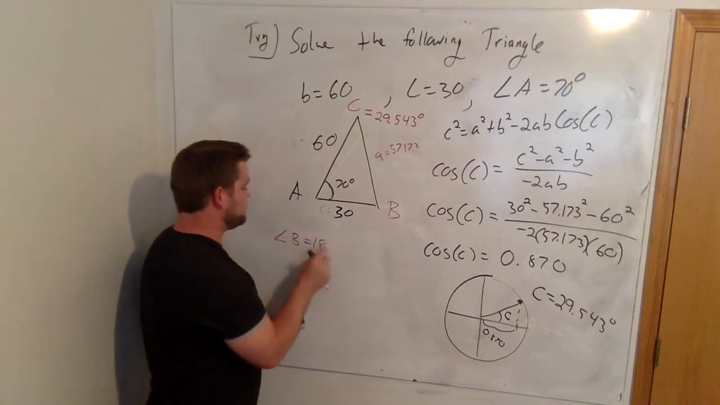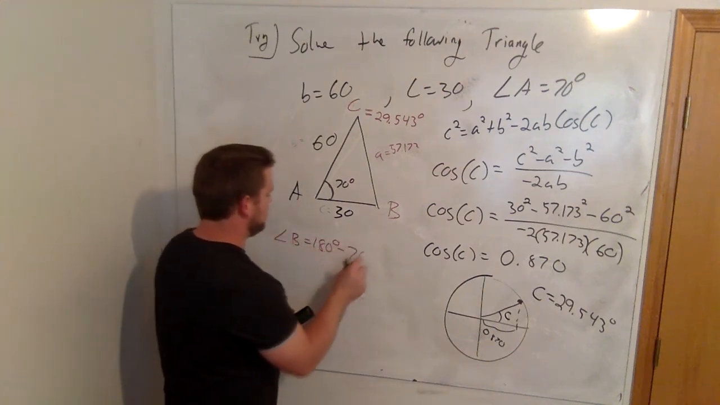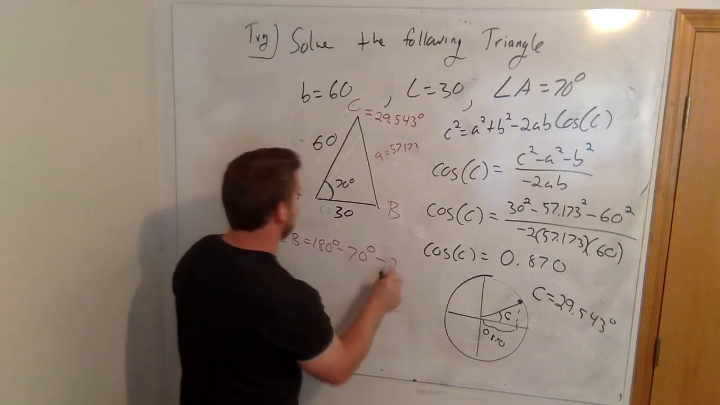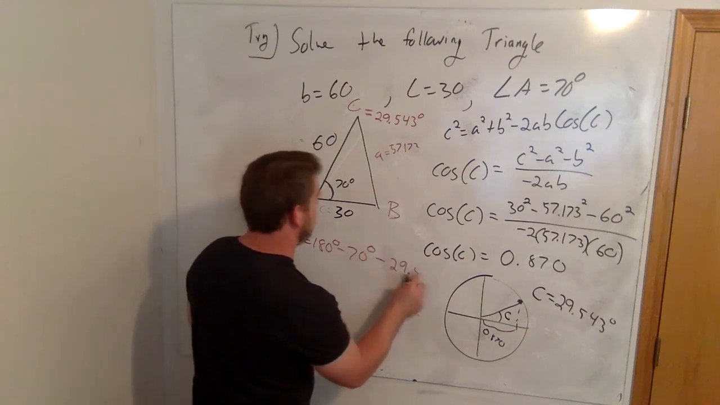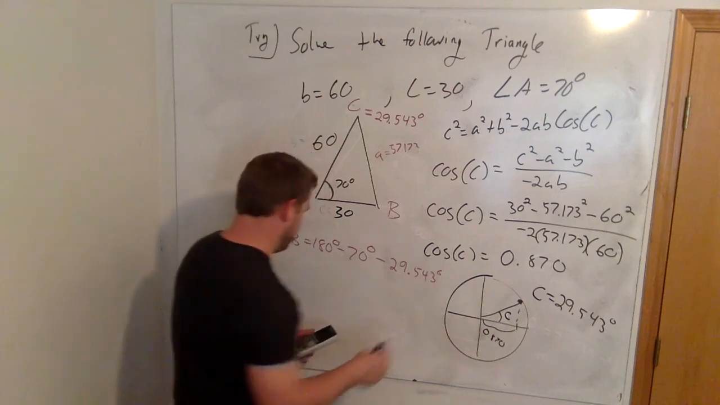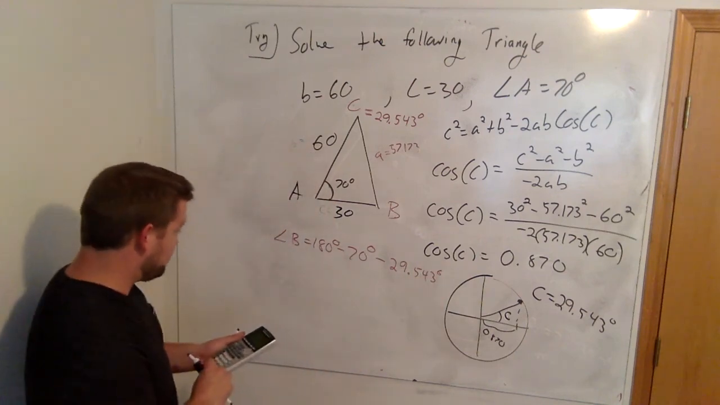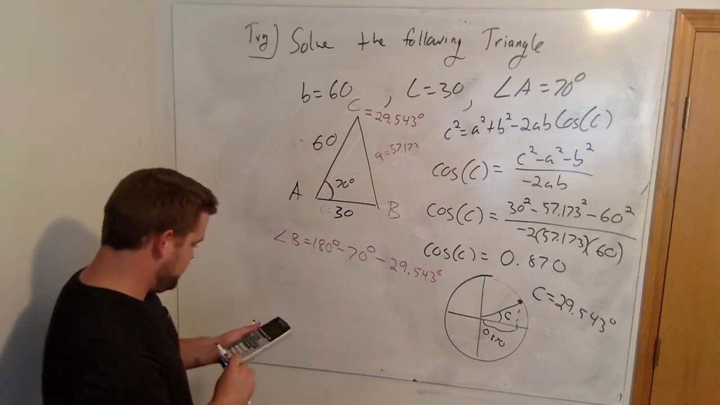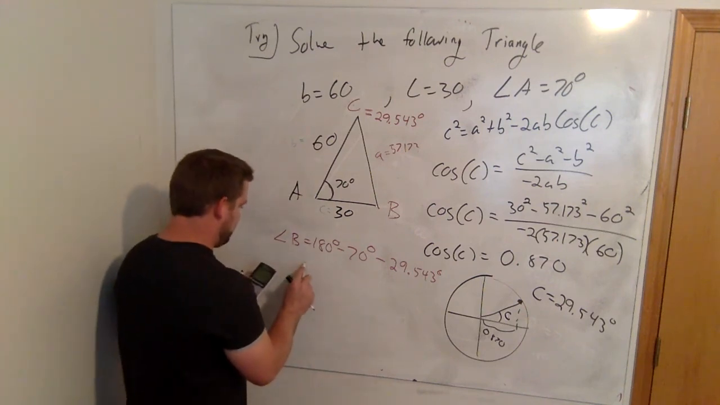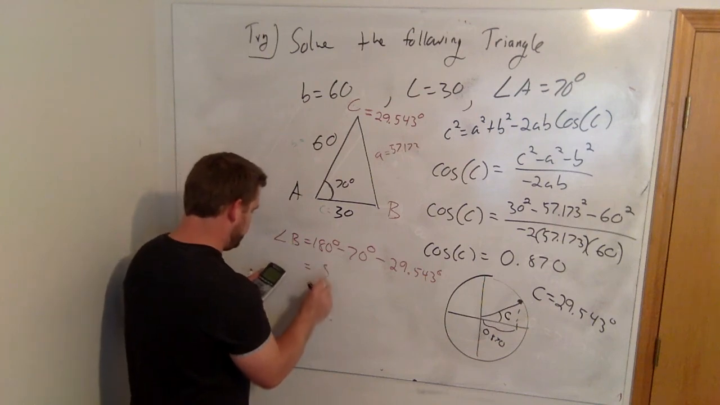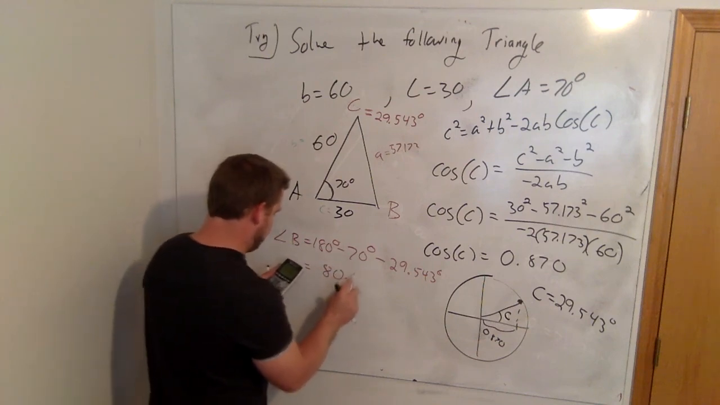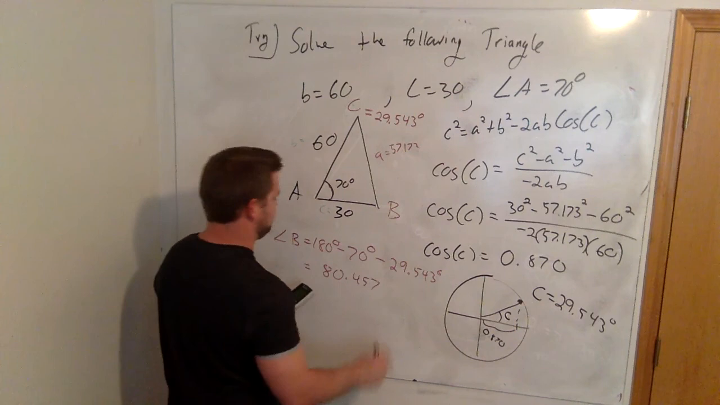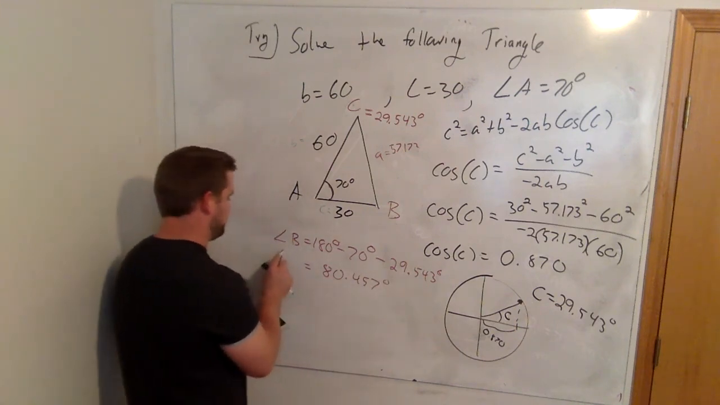So that'll be 180 degrees minus 70 degrees minus 29.543 degrees. So let's see what we get. 180 minus 70 minus 29.543. So I'm getting that angle B is 80.457 degrees. And that's the answer.